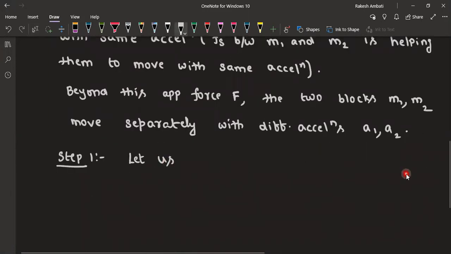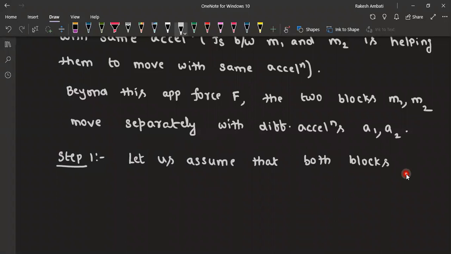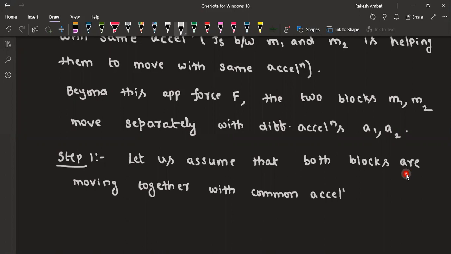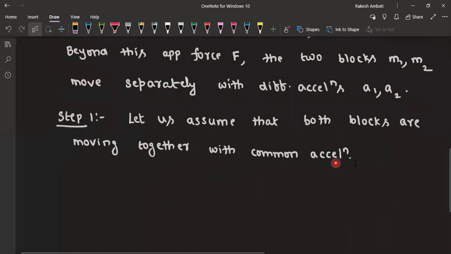That assumption is, let us assume that both blocks are moving together with common acceleration. For any variety of question, always this is the first assumption we have to make. Let us assume that both blocks are moving together with common acceleration.